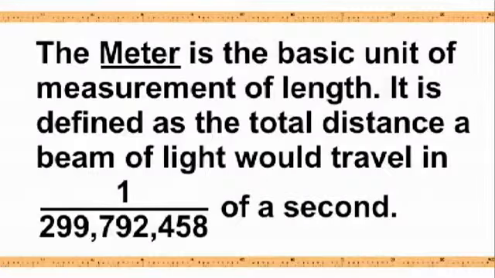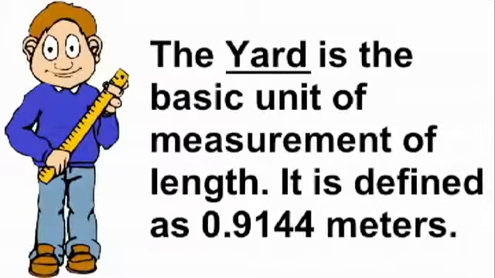The meter is the basic unit of measurement of length. It is defined as the total distance a beam of light would travel in 299,792,458ths of a second. The yard is the basic unit of length. It is defined as 0.9144 meters.